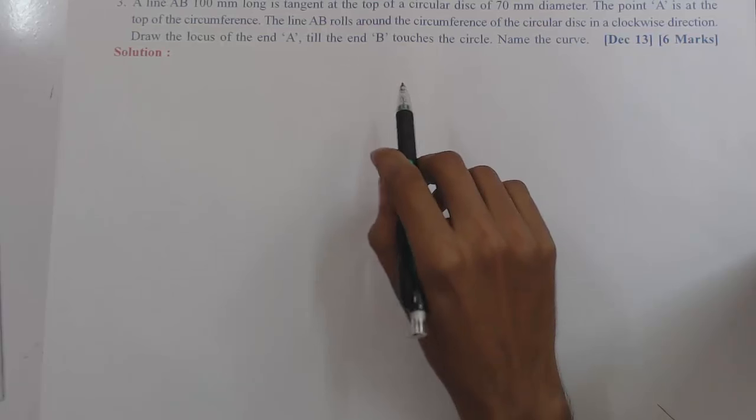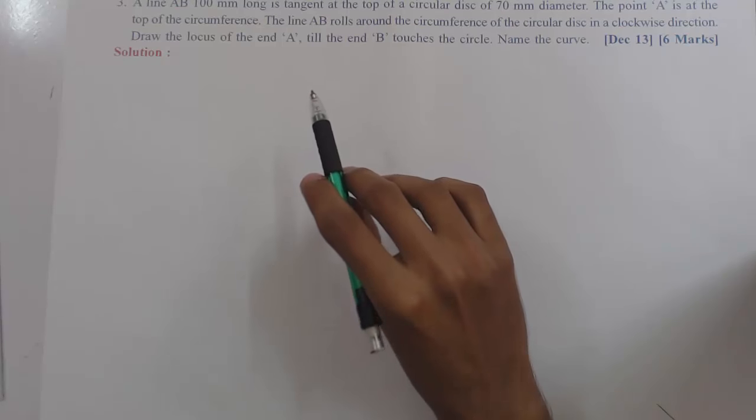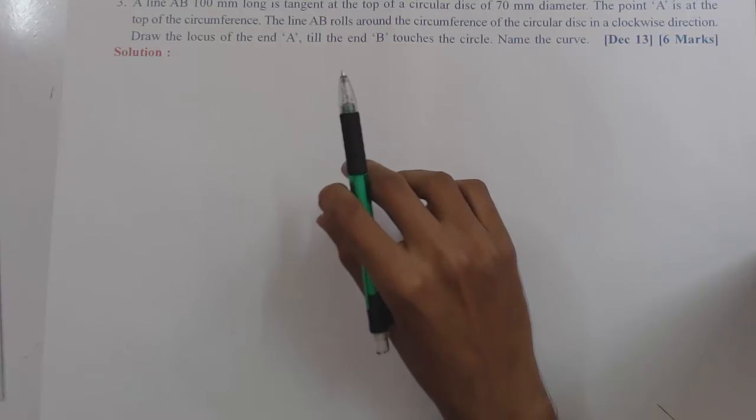Now compared to thread, in case of a line, both the endpoints will move. In case of thread, one of the endpoints was fixed to the circumference, but here, since the line is rolling along the circumference, both its endpoints A and B will move. So both the points A and B will trace the curve. So we'll start with the solution.